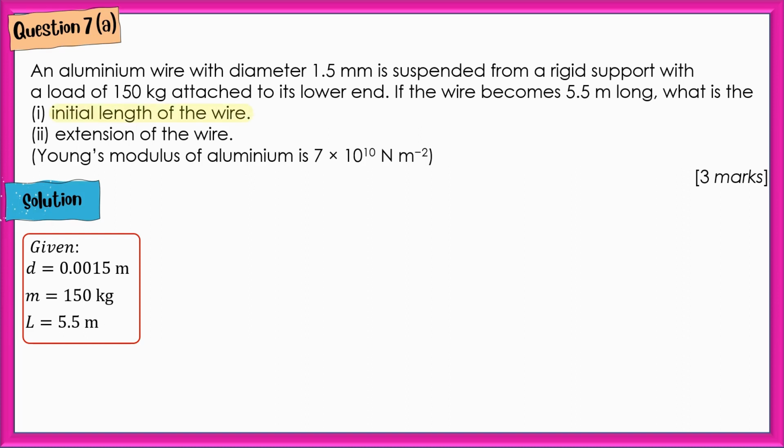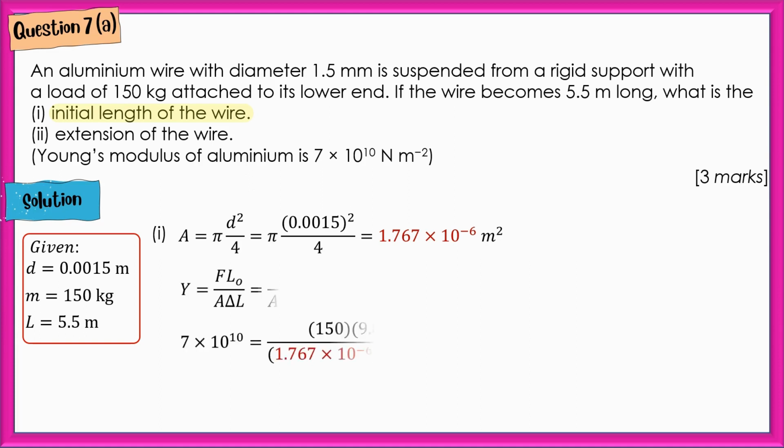So first, list all the information given in the question, and referring to the diameter, we can calculate the cross-section area of the wire. And then to calculate the initial length, we will use the equation for the Young modulus, which is Y equal to F L0 over A delta L, and delta L is actually equal to L minus L0.